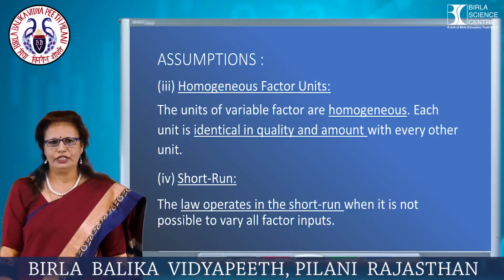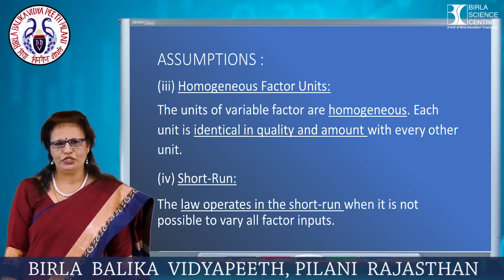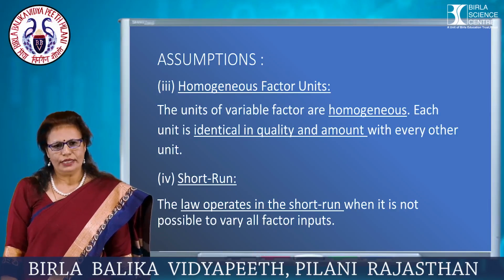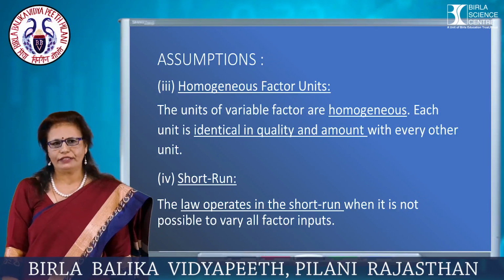The third assumption is homogeneous factor units. The units of variable factor are homogeneous. Each unit is identical in quality and amount with every other unit. Fourth assumption is short run. The law operates in the short run when it is not possible to vary all factor inputs.